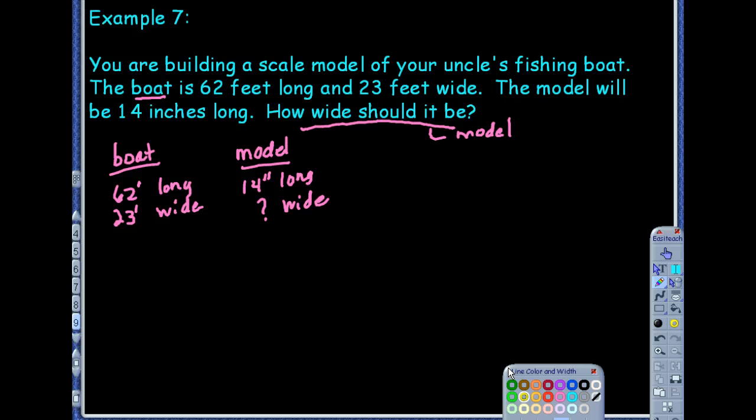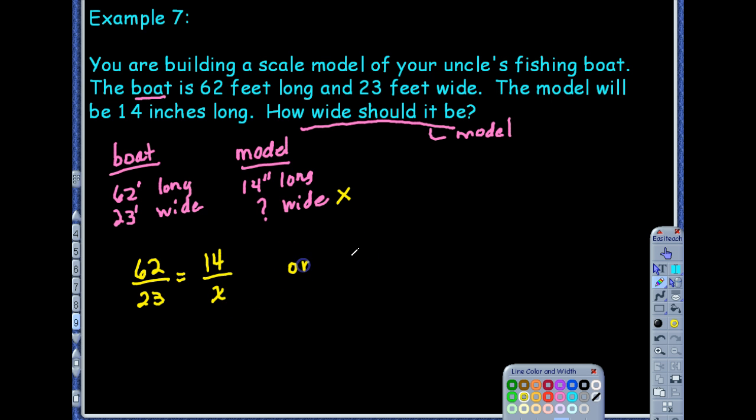I could do length over width equals length over width, as long as I'm keeping those lengths in the same part of my proportion. So I could write 62 over 23 is equal to 14 over x, and x is your unknown, the width. So she did length to width of the boat, length to width of the model. That's just one way I could have written it.